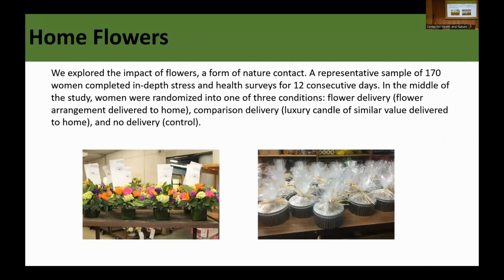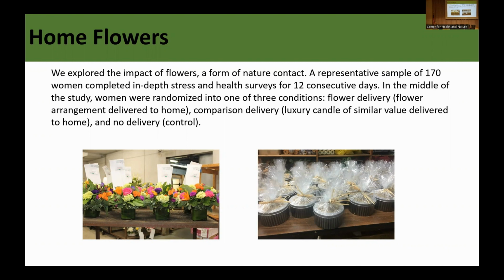Now I'm changing gears. Types of nature contact. What about flowers? We hear a lot about plants, but there's less work on flowers. So we decided to do this study, which turned into a big ordeal, but I'm still really happy to present some of the findings to you.